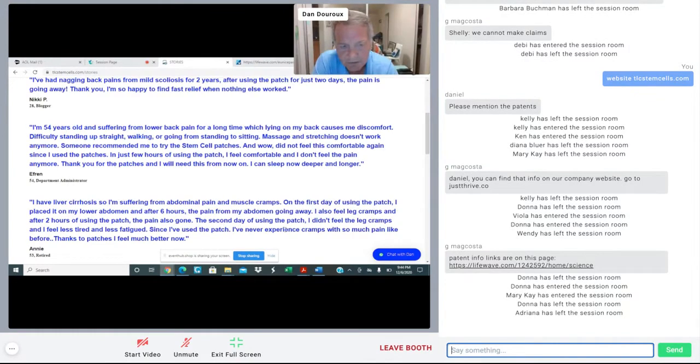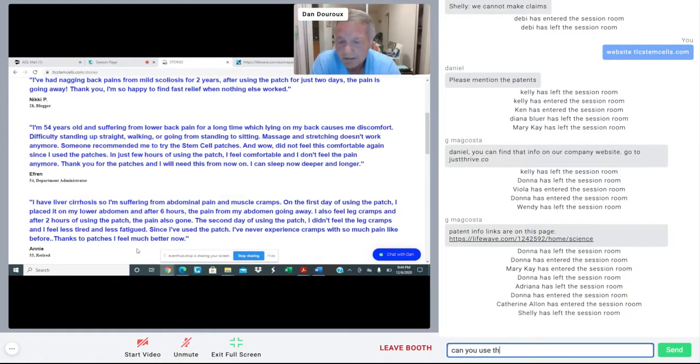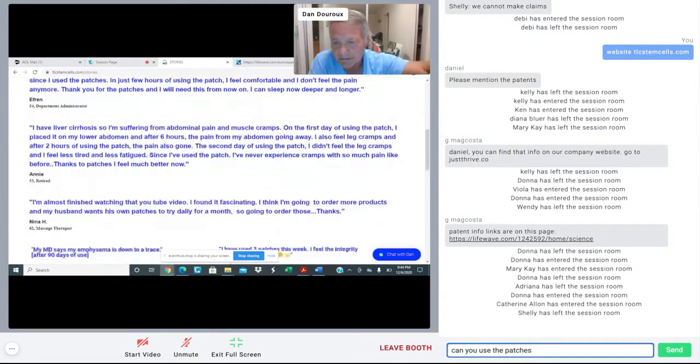The second day of using the patch, I didn't feel the leg cramps, and I feel less tired and less fatigued. So since I've used the patch, I've never experienced cramps and so much pain like before. They're meaning to say, thanks to the patches, I feel much better now. And these are exactly what these people said.